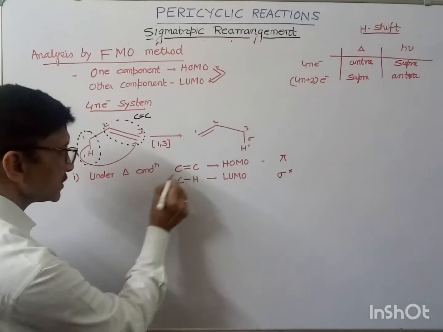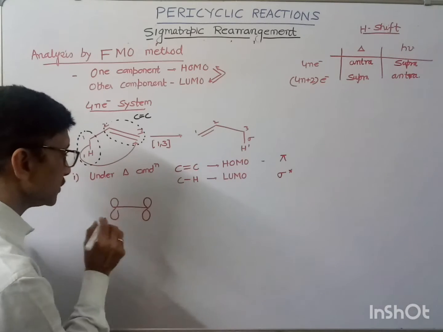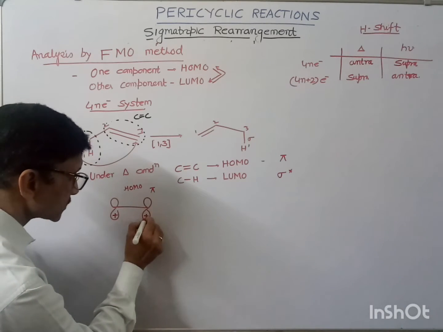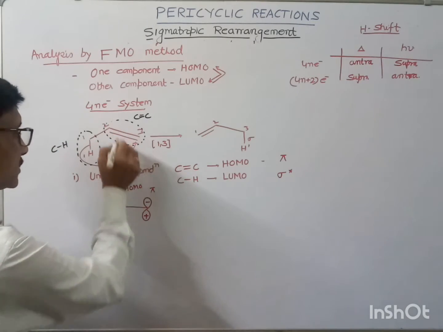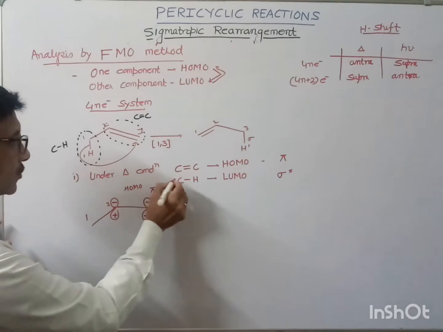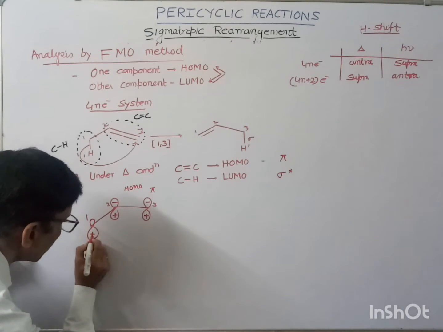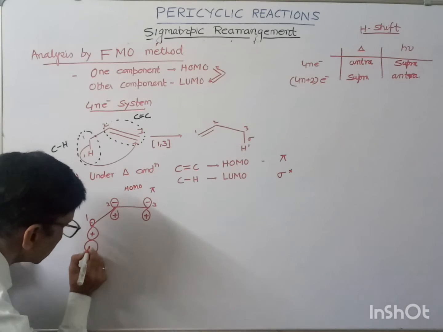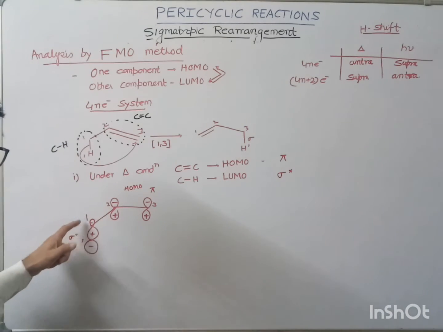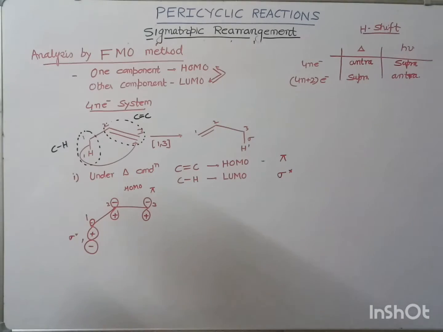Now if this is HOMO, suppose this is our C single bond C, C double bond C, and this is our HOMO, that is pi, with plus plus and minus minus. This is suppose 3, this is 2, and this is our 1. And now the CH bond is the LUMO, so LUMO of the CH bond, plus minus, and this is H, plus minus. So this represents the sigma star. This bond will break and it will form a bond with this third carbon atom.